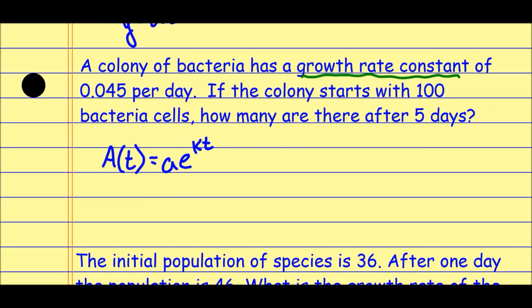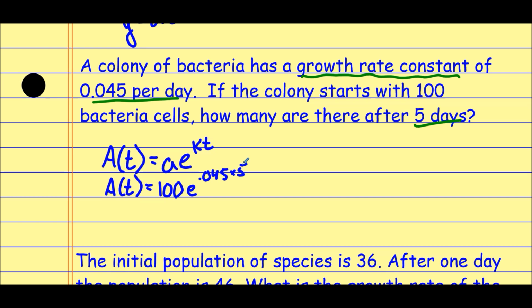And remember, A is the initial amount, which in this case is the 100. E is the number e, so I leave that the way it is. K is the 0.045, the growth rate constant, multiplied by time. And notice here, again, make sure the units match. This was per day, and the time is in days, so we're good to go there. So I'd plug that in. And now this is a job for my calculator.